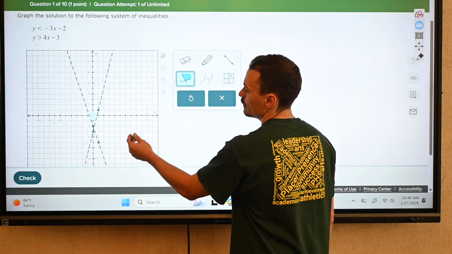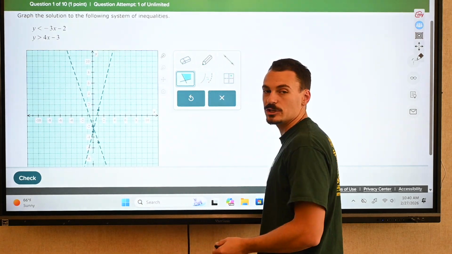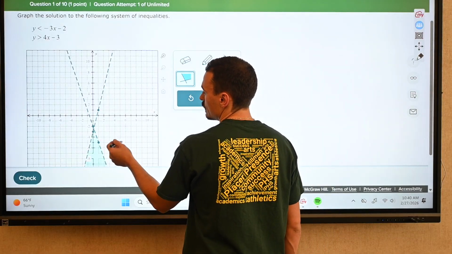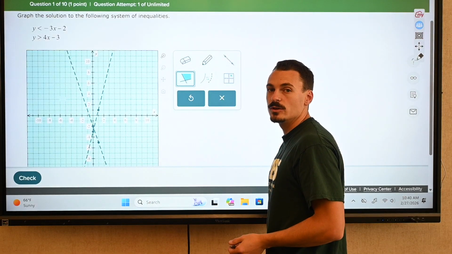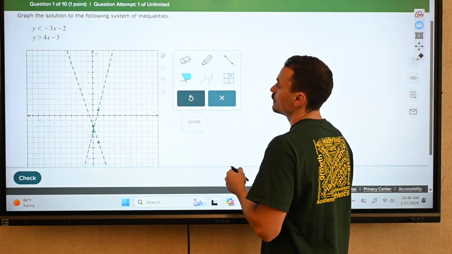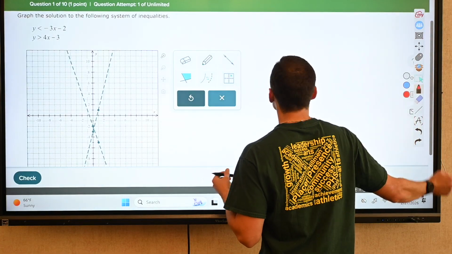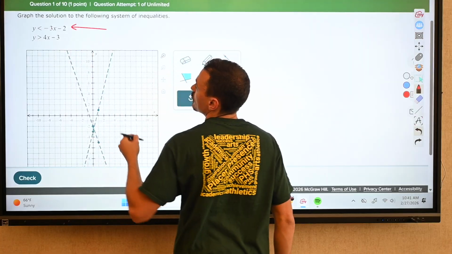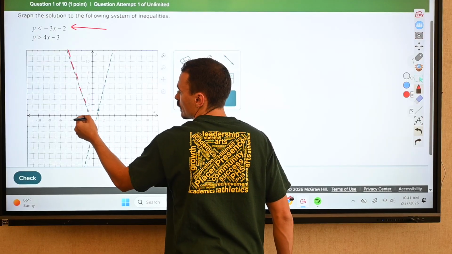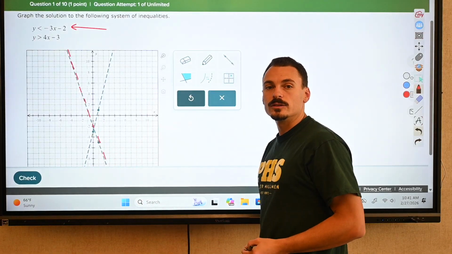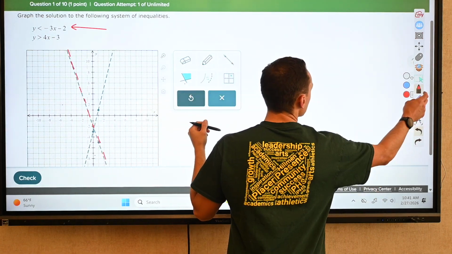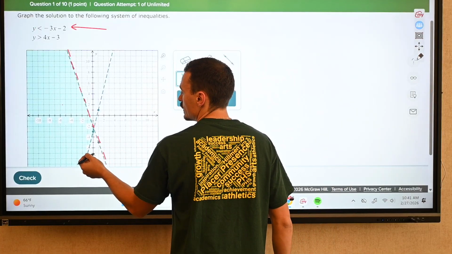Okay, now, what we need to do now is we need to see that there are four sections that could be shaded. So what we're going to do is we're going to get rid of two of them. This first inequality says less than. Okay, that's this line right here. So the region that's less than that would be below it. So that would be this region and this region.